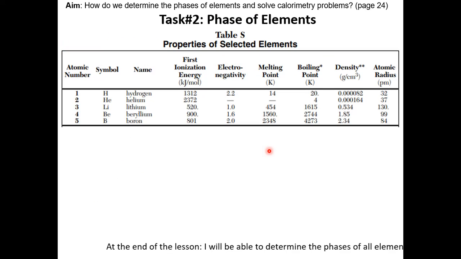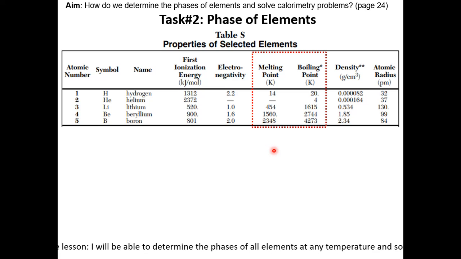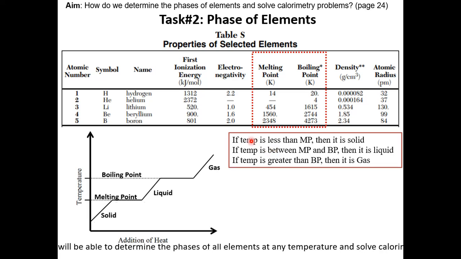To figure out the phase of an element at any temperature, we have to use the melting and boiling point on Table S. If the temperature given is less than the melting point, then the element is a solid. If the temperature is between the melting and boiling point, then it's a liquid. If the temperature is greater than the boiling point, then the substance is a gas. So we'll be using a heating curve to help you visualize this.